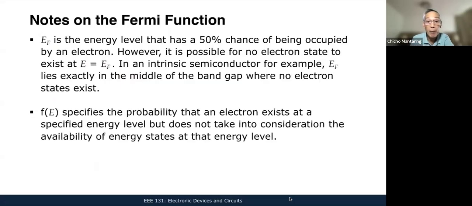So f of E specifies the probability, but does not take into consideration the availability of energy states at that energy level. So if you go back to the analogy I made about the stadium, where you have seats that go higher and higher, you might have the energy to climb and go to the middle level. Pero kung wala namang upuan doon, hindi ka rin makakaupo. And since you don't have more energy to bring you to a higher level, bababa ka rin to the seats that are in the lower level. So that's the analogy that I make.